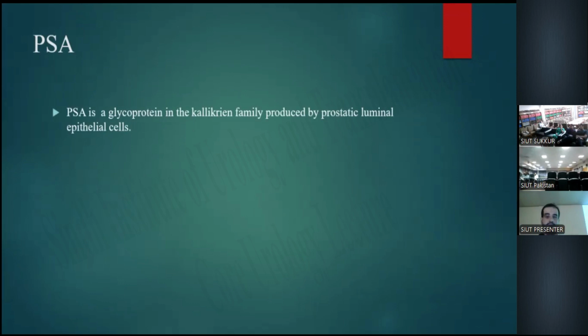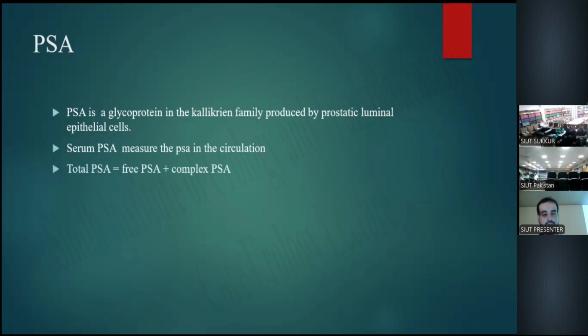So PSA. PSA is a glycoprotein in the kallikrein family produced by prostatic luminal epithelial cells. Serum PSA measures the PSA in the circulation. It has two components: total PSA, which equals free PSA plus complex PSA. Complex PSA is bound to other proteins, mostly anti-alpha 1 chymotrypsin.